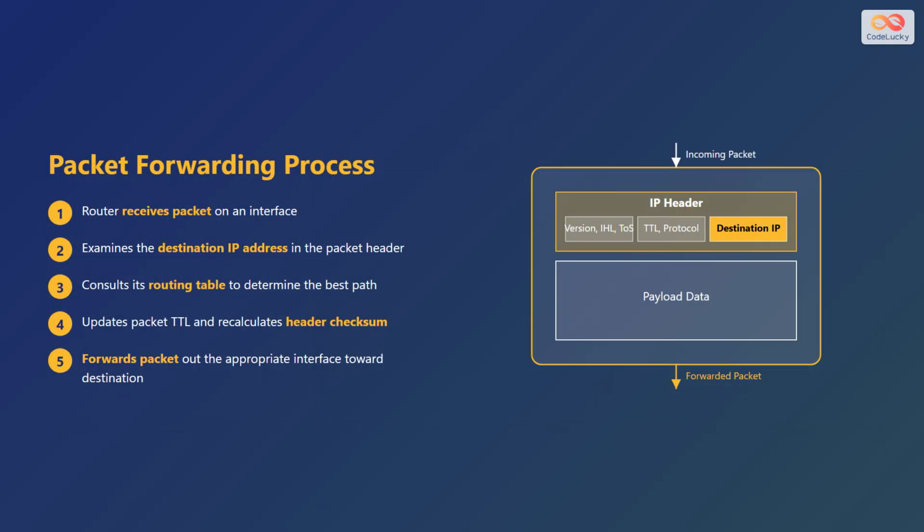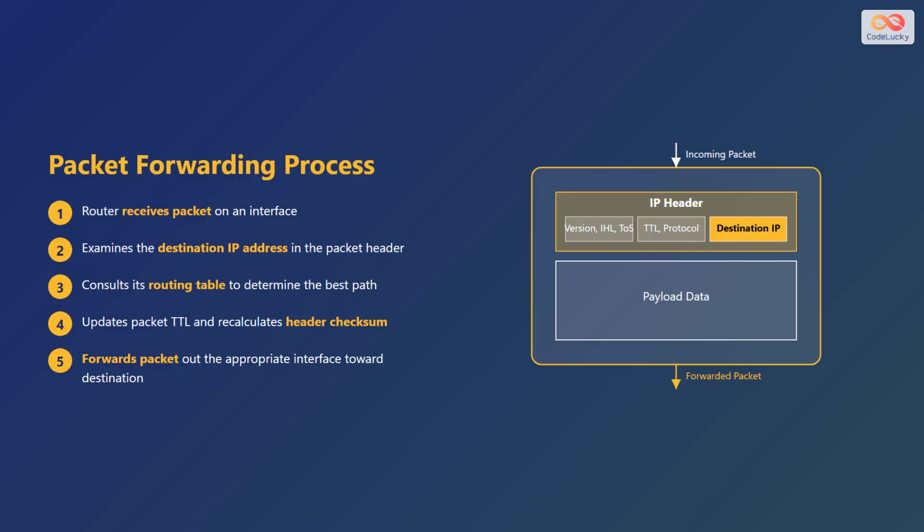Packet forwarding is the process of moving packets from one network interface to another, based on routing decisions. Here are the typical steps of packet forwarding process. Number 1, the router receives a packet on an interface. Number 2, it examines the destination Internet Protocol address in the packet header. Number 3, it consults its routing table to determine the best path. Number 4, it updates the packet's time to live, also known as TTL, and recalculates the header checksum. And number 5, it forwards the packet out the appropriate interface toward its destination.